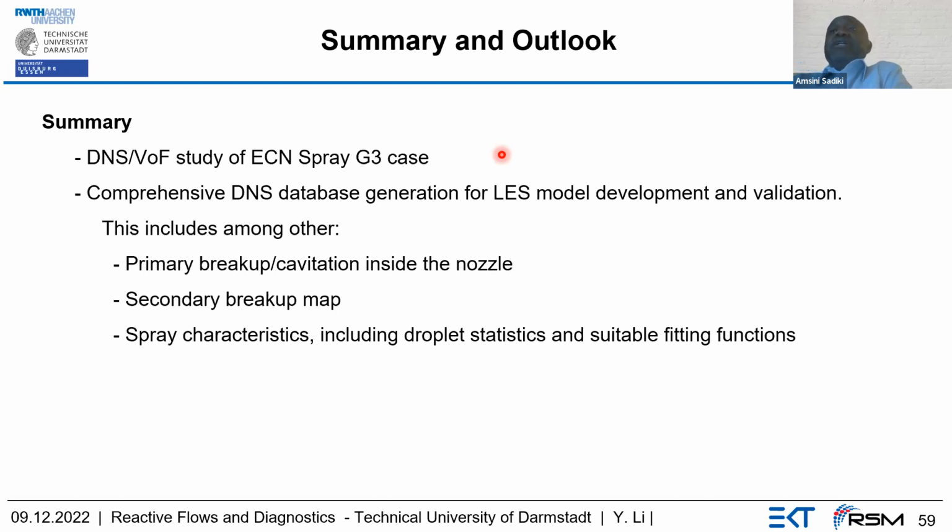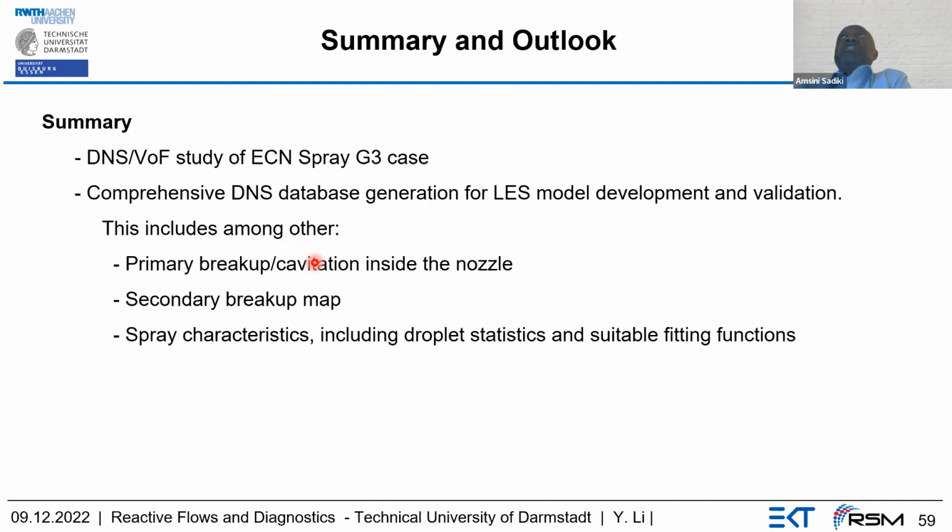We are doing this now to carry out also G3 using LES and to compare this result with the result we obtained here from this DNS. So the DNS allowed us to generate a comprehensive database which can be used for LES model development and validation, as I told you, and these include, among other, primary breakup we have characterized here. We have also included cavitation, but I didn't show the result with cavitation inside the nozzle.